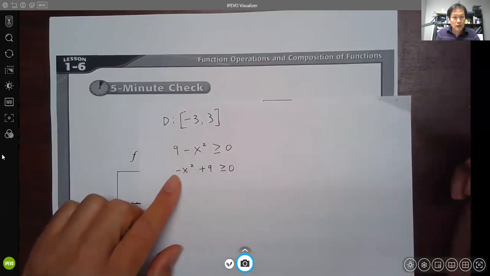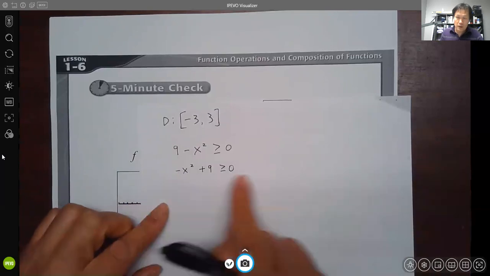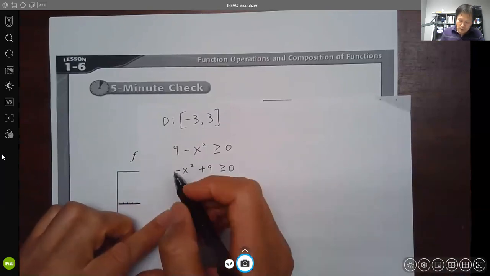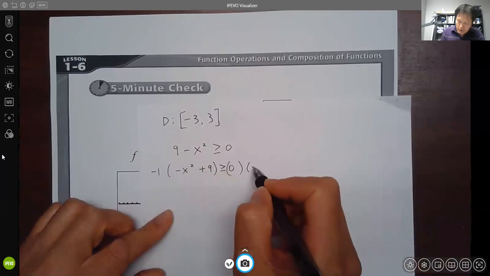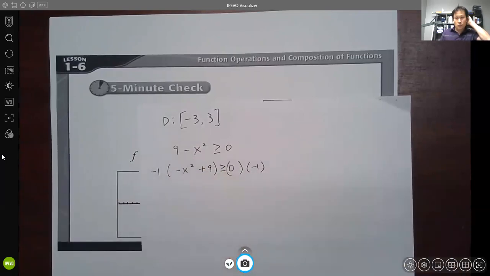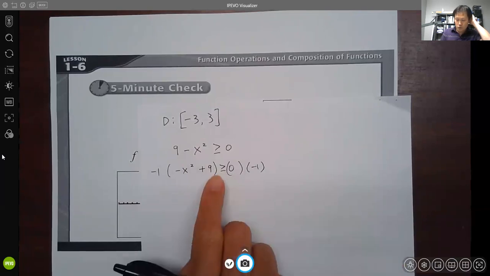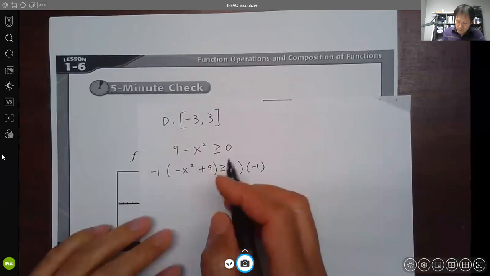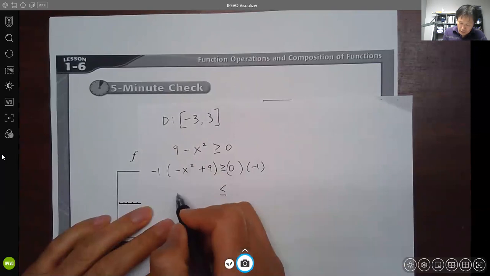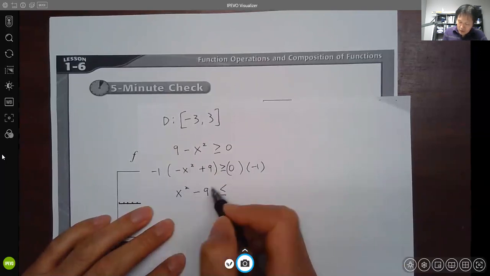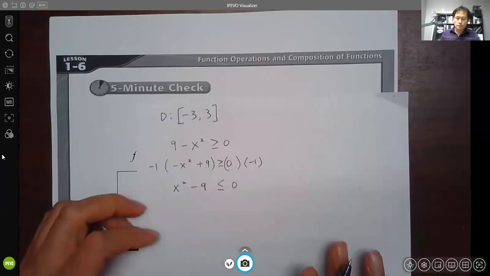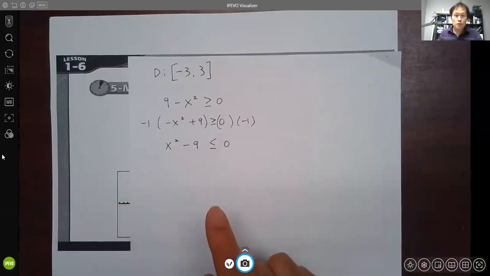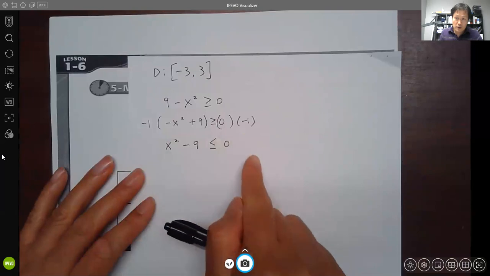I don't like having the leading coefficient as a minus. So I'm going to multiply by -1 everywhere, on both sides. When you multiply by a minus, make sure you flip the inequality. So you have to do this: x squared minus 9, and 0 times whatever becomes 0. So your question becomes solving this inequality.